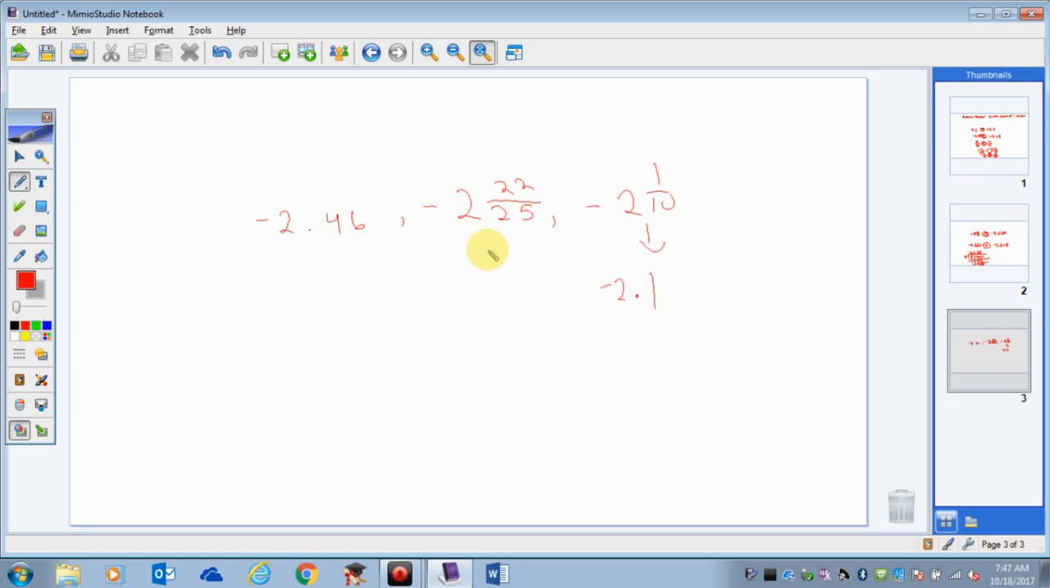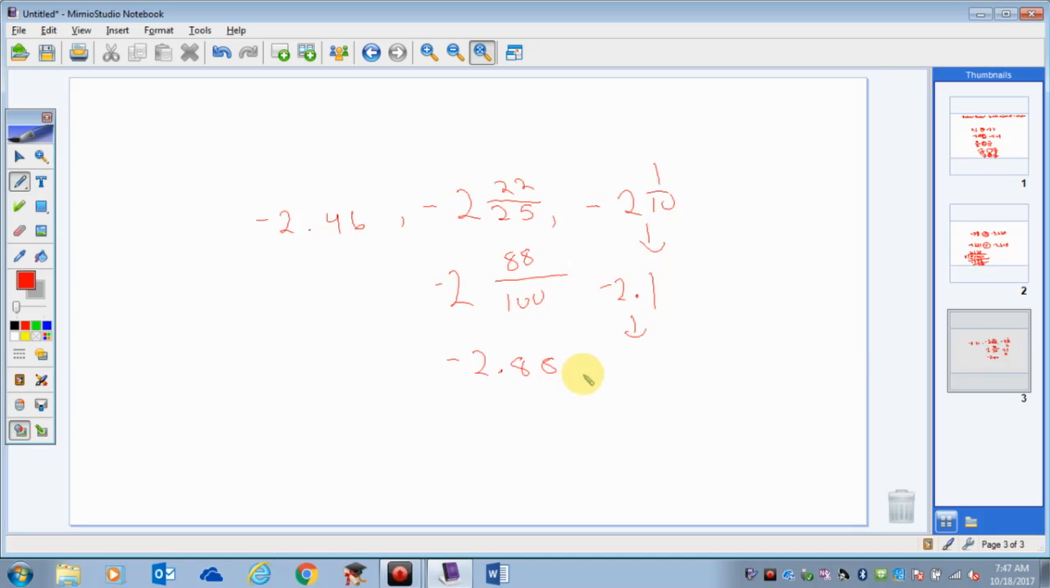This one is over 25, so it's negative 2 and 22 25ths. You can't put that one straight into decimal form. It has to be over 10 or over 100 or over 1,000 or over 10,000 to go straight into decimal form. But you can change this one to something over 100. To do that, I'm going to take my fraction, multiply it by 4 over 4 to get this over 100. So put over 100, 22 times 4 is going to be 88. So this is going to be negative 2 and 88 over 100, which is negative 2.88.